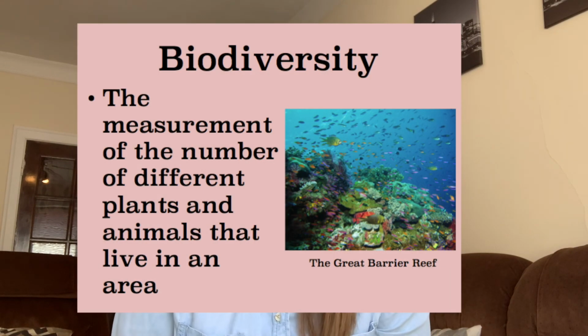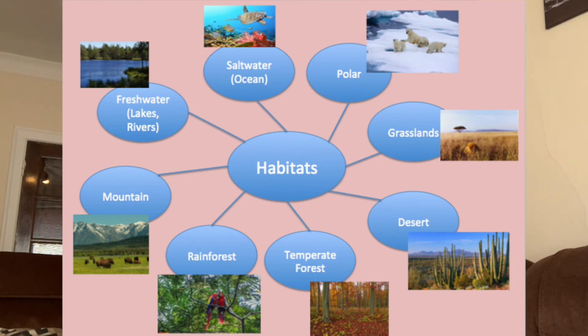Next, the word biodiversity means the measurement of the number of different plants and animals that live in an area. So biodiversity is good. We want there to be lots of different plants and animals on our Earth. There are many different types of habitats on Earth, but these are some of the main ones. Even within a certain type of habitat, depending on their location, they can be very different. So we have polar, grasslands, deserts, temperate forests, rainforests, mountains, freshwater, and oceans. But like I said, there's much more.